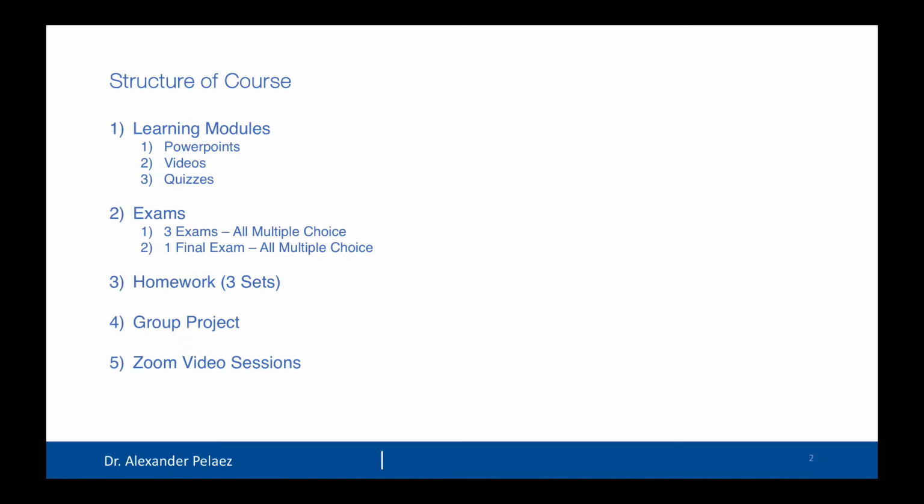So the structure of the course is generally broken up into 5 parts. We have learning modules, which will consist of PowerPoints, videos, and quizzes. We have exams. There are 3 exams, all multiple choice, that will be 30 questions, and 1 final exam, which is also multiple choice, which will be 50 questions. You'll have 3 sets of homeworks due. There'll be a group project, and then we'll have some video conferences through Zoom.